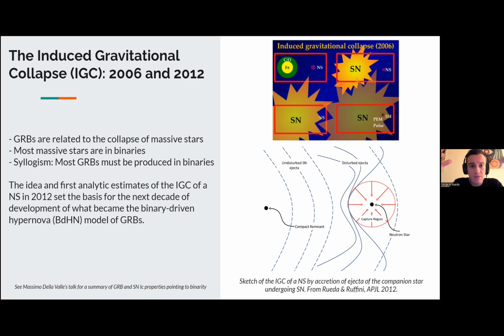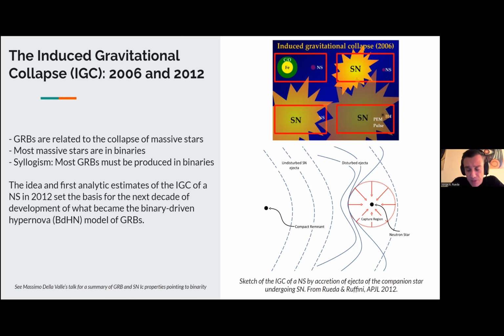Then in 2012, we looked for what we thought was a more viable scenario, also from the binary evolution point of view, that was actually the opposite. So we changed it completely. First there is a supernova event, and it is the supernova event that triggers what becomes the GRB emission. That's all this talk is about: how the supernova event in a binary system can produce a GRB event. The GRB observables, what we observe in GRBs, are a sequence of episodes that are all triggered by this supernova event in a binary system.